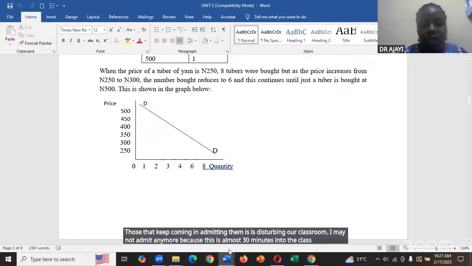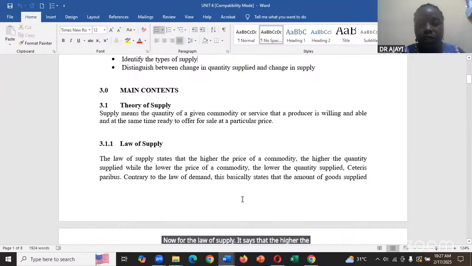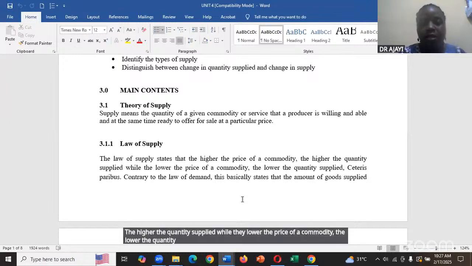So let's quickly see the law of supply. Now, the law of supply states that the higher the price of a commodity, the higher the quantity supplied, while the lower the price of a commodity, the lower the quantity supplied, ceteris paribus. This Latin word, ceteris paribus, simply means you are only allowing price to be the one that will determine what you supply, every other thing being equal.